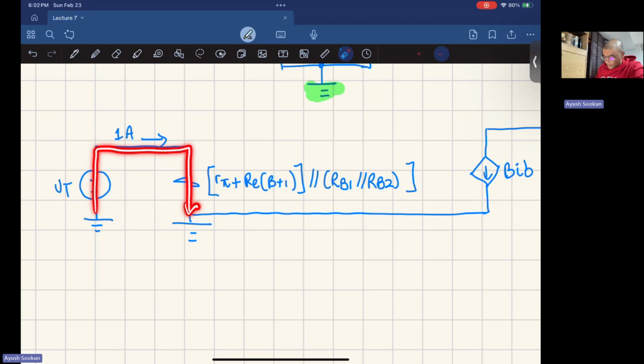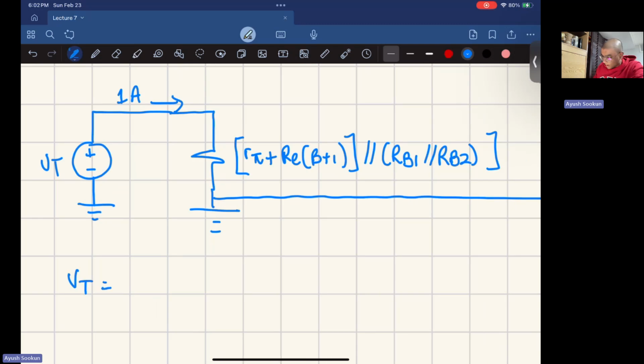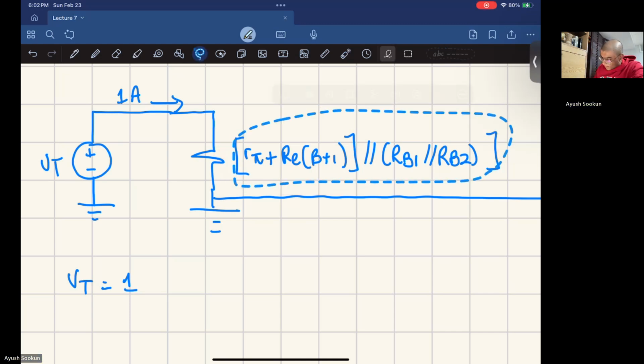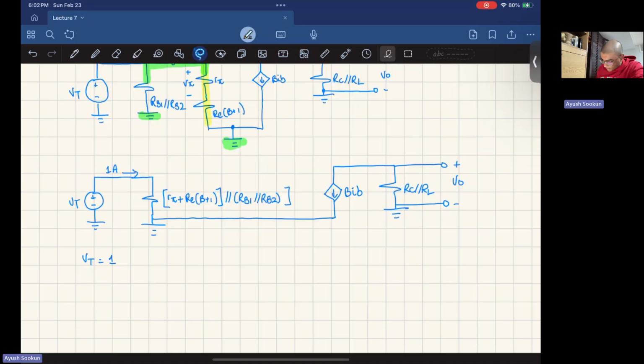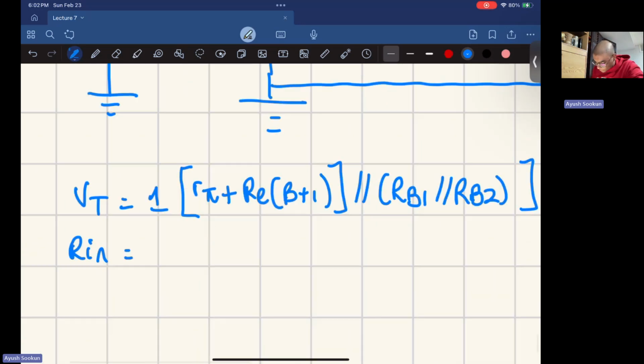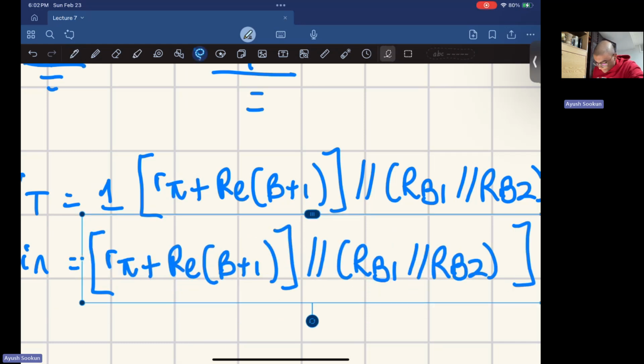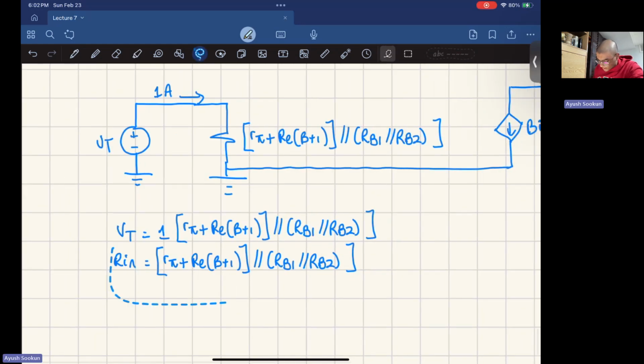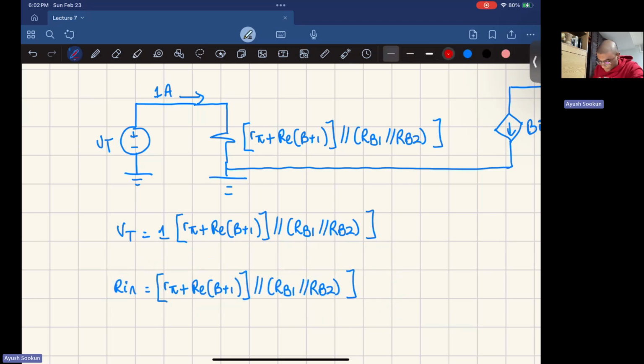Now if you see this kind of situation here, you will find that this current is going in this circuit right here. You know the current going through this resistor is 1 ampere, and you know the voltage across is VT. So VT is equal to 1 times the resistance. And what is the resistance? It's this thing, so I'm just going to copy paste this. So VT is 1 times this thing. And we said that if we find VT, we find Rn. So Rn is equal to whatever we pasted. So this is the input resistance of this circuit. The input resistance of this circuit is denoted by this expression.